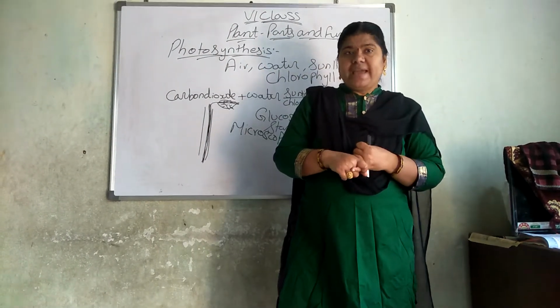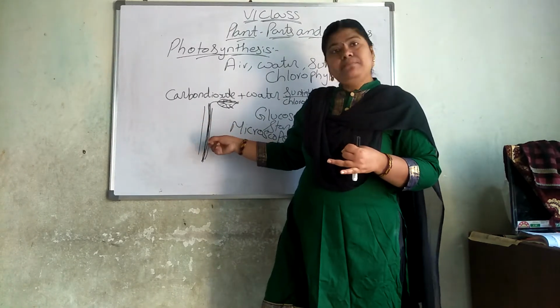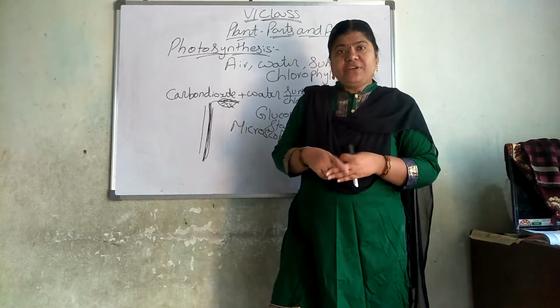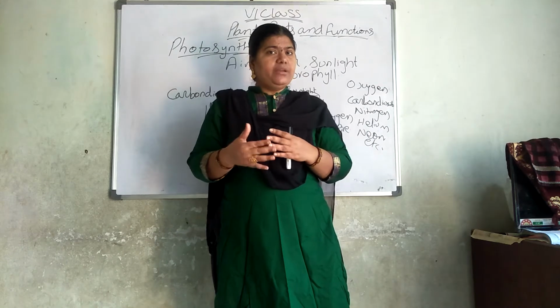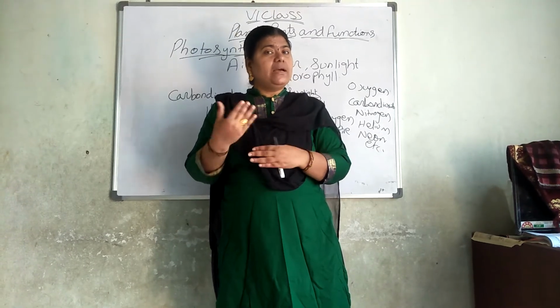If it is root, air spaces. If it is stem, lenticels. And if it is leaf, through stomata. Again, why I repeated means these three blanks always come in the exam.